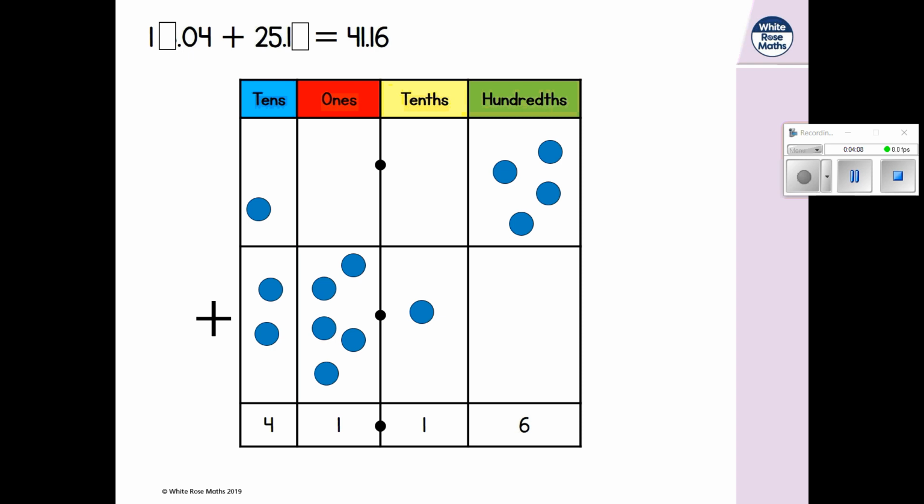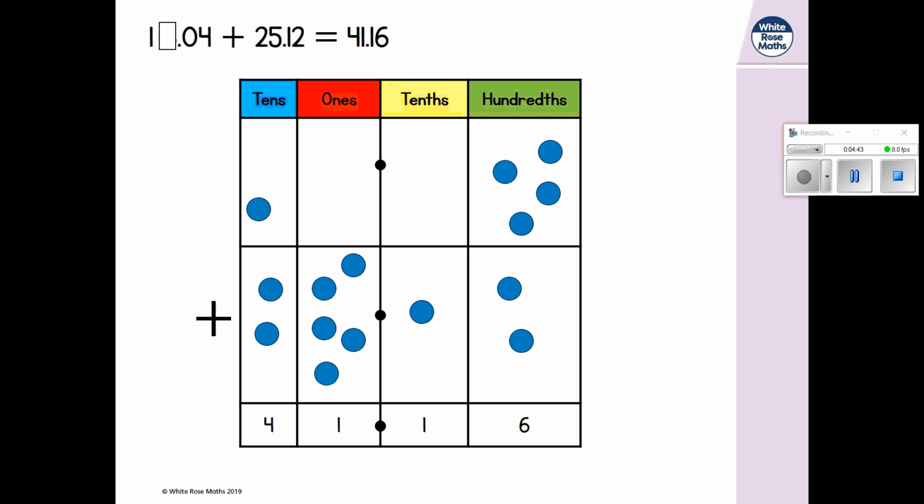The hundredths is quite straightforward. We have 4 hundredths in the first number, and we need 6. So the second number must end with 2 hundredths. The tenths column is fine, as we know both digits. What's happening in the ones column? At first, this appears rather confusing, because how can 5 ones add something equal 1 one?